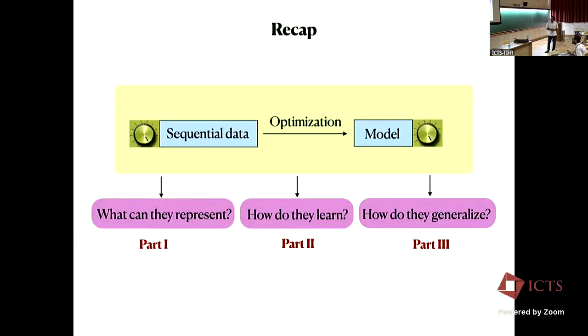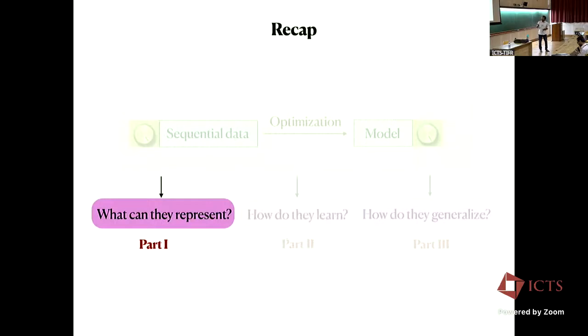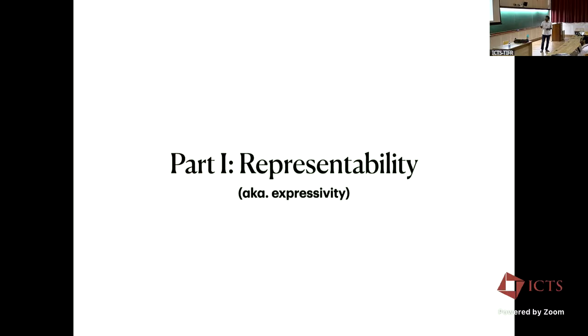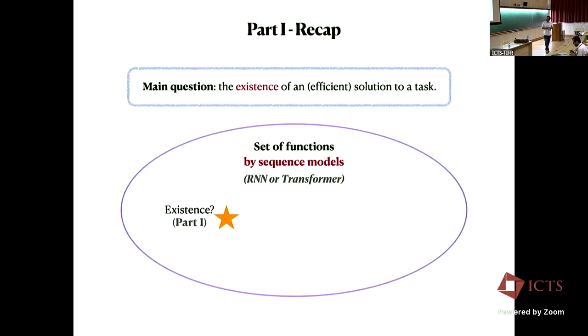Yesterday we saw that we would like to use this framework in order to understand three fundamental questions: what do these models represent, how do they learn, and in particular, how do they generalize? Yesterday we focused on the first part, the representative power of these models. The main question was, given a set of parametric functions, does there exist a realization that can construct or solve this task? That was what we saw yesterday for various classes of architectures, both RNNs and transformers.